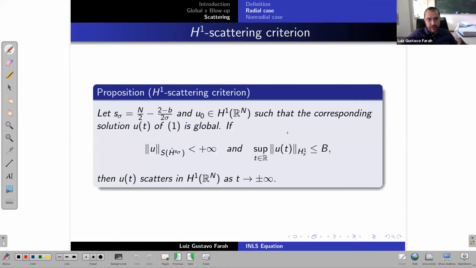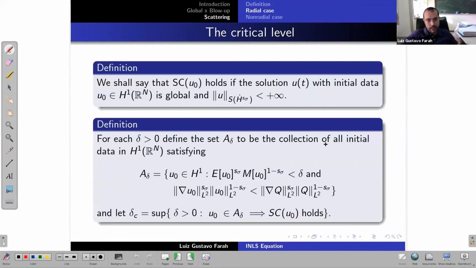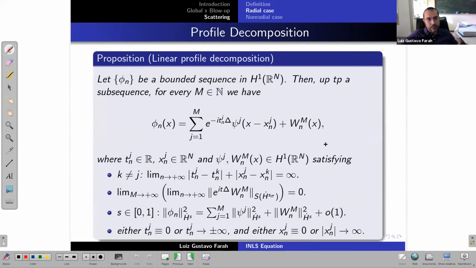And then we first prove some kind of H1 criterion, which says that if a certain norm is bounded and the L infinity in time, H1 in space norm is also bounded, then you have scattering in H1, right? And then this is just the construction, right? I think we skip this part because we don't have too much time.